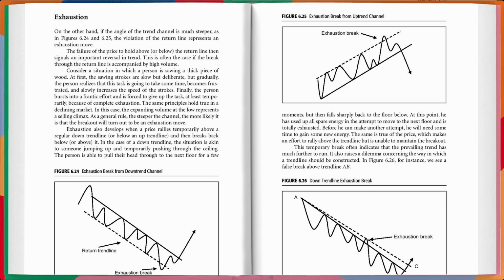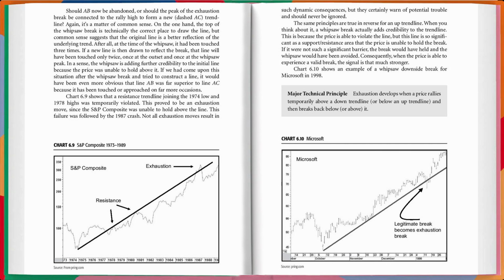The same is true of the price, which makes an effort to rally above the trend line but is unable to maintain the breakout. This temporary break often indicates that the prevailing trend has much further to run. It also raises a dilemma concerning the way in which a trend line should be constructed. In Figure 6.26, for instance, we see a false break above trendline AB. Should AB now be abandoned, or should the peak of the exhaustion break be connected to the rally high to form a new dashed AC trendline?